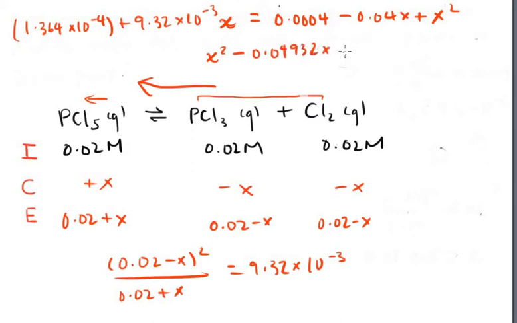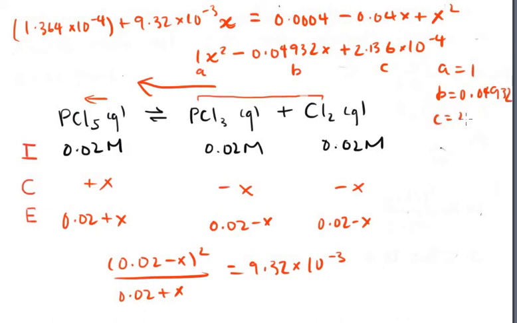Now we combine like terms, and what we get is x squared minus 0.04932x plus 2.136 times 10 to the negative 4. So using the quadratic formula, a is equal to 1, right? Because this is our coefficient. B is equal to 0.04932. C is equal to 2.136 e negative 4.